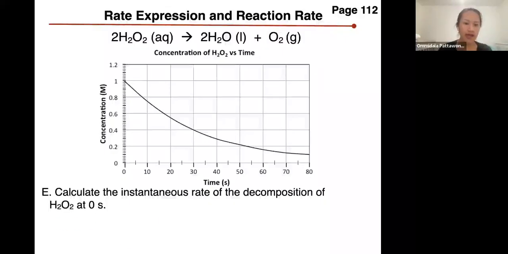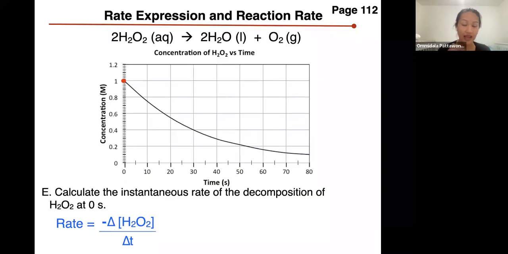You might say that, well, we are looking at 0 seconds, so the speed should be 0. Is that correct? The answer is no. At 0 seconds, the speed of the reaction is not equal to 0. At 0 seconds, when the reactant molecules are brought together, the reaction is going to be at the highest speed.